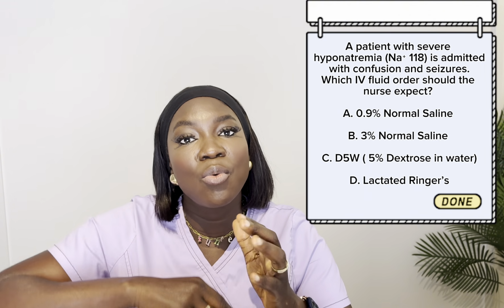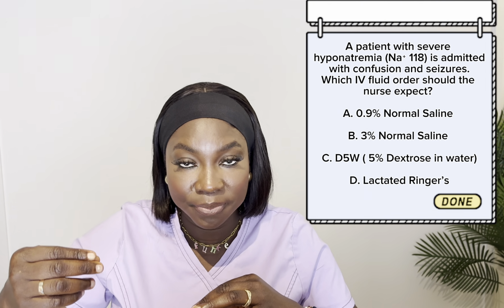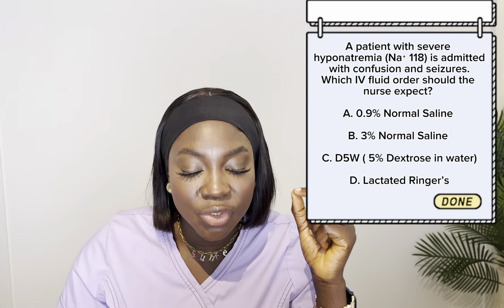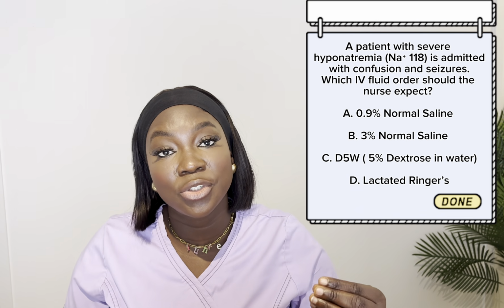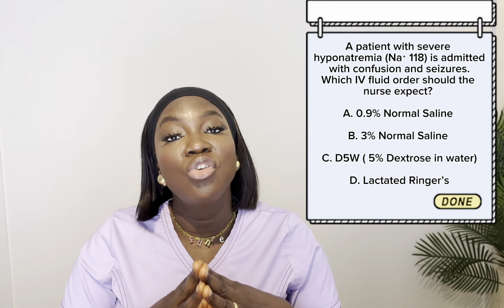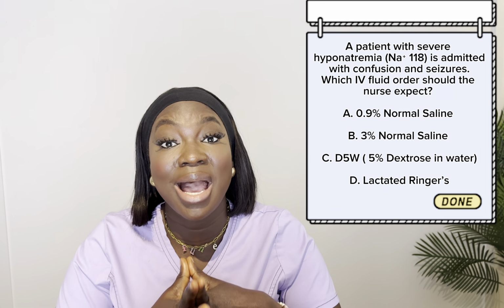We want a fluid that will cause the sodium to rise quickly, that will correct the sodium. So that's why that is wrong. And the last one is lactated Ringer's. Lactated Ringer's is also an isotonic fluid, and it contains some electrolytes, but it does not correct sodium level. It is not used to correct hyponatremia, and that is why that is wrong.